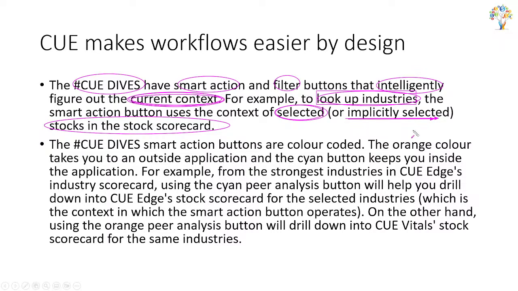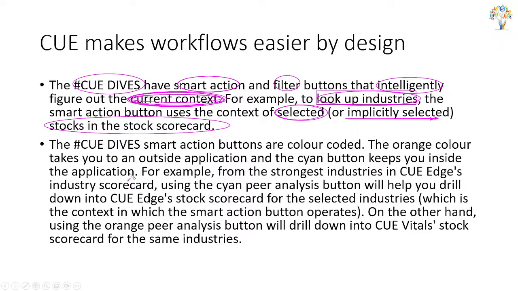Implicit selection means the cursor happens to be on the header row for the stocks list. And usually if you operate the systems, you will see the cursor goes to where it needs to go. So that is one note, that the context is important. Once you understand that, it will be easier to operate, that is, apply the Smart Action buttons on your selected context.